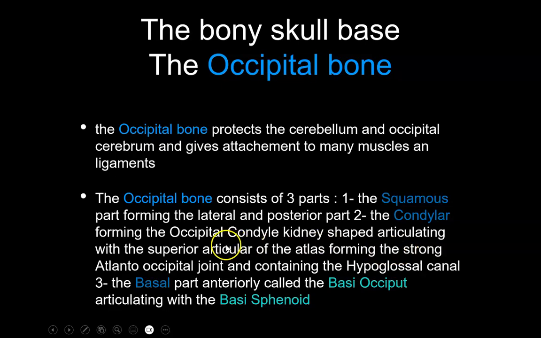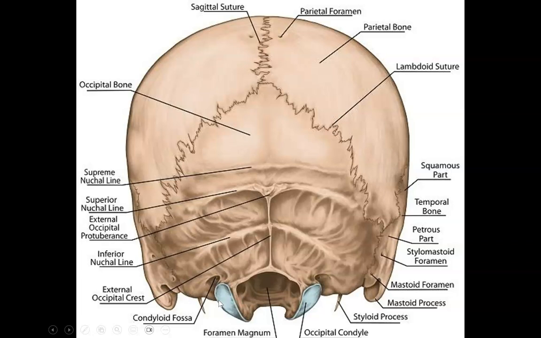From the strength of the atlanto-occipital joint, you find that when there is a craniovertebral anomaly, the occiput or the skull and the atlas behave as one unit, because this is a very strong ligament. And the third part of the occipital bone is the basal part anteriorly, which is the basi-occiput articulating with the basi-sphenoid, forming the clivus. So this is the sagittal, lambdoid sutures.